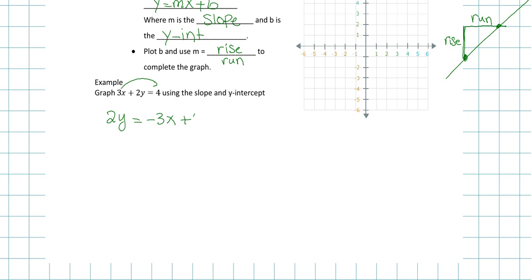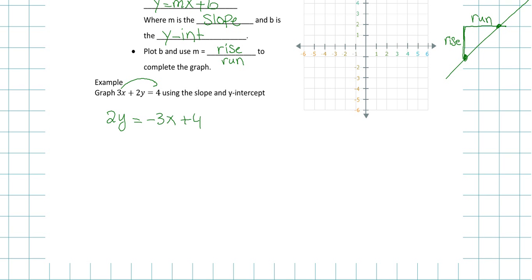Anyone doesn't understand this step? I moved the positive 3x to the right, and it became negative 3x, because the opposite of positive is negative. Then, is y by itself? Not yet. It's still multiplied by 2.